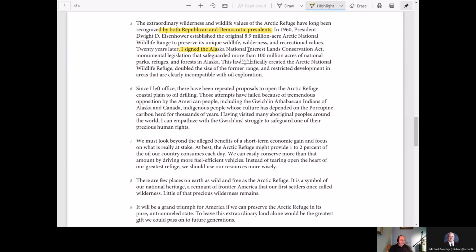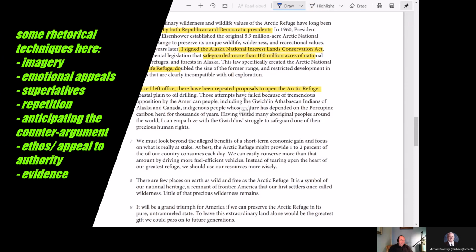And then he says where he signed an act of Congress that safeguarded the 100 million acres of the parks. Okay, and then it created this refuge. And so he's telling us the background here. We're building up, again, the logic of this argument here. And then he says, since I've left office, there have been repeated proposals to, now here's where he's going to go after his opponents, okay? Those attempts have failed because of the tremendous opposition by the American people.